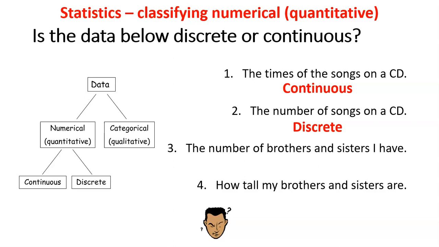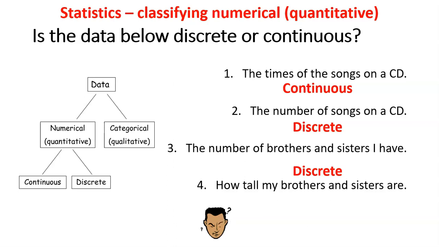You can't have 6.32. You can't have 5.5 songs. It's going to be a discrete number. The number of brothers and sisters I have or you have, again, that's going to be discrete because it has to be a whole number. You can't have 3.5 brothers or 3.25 sisters. It's going to be a discrete number.